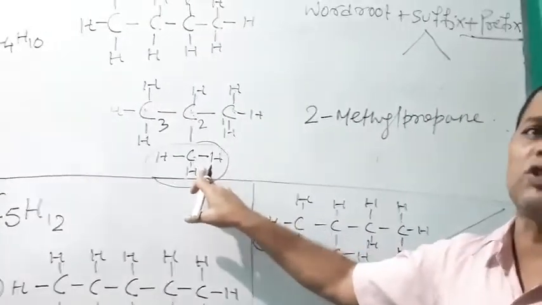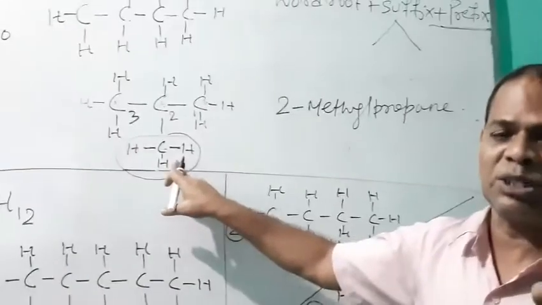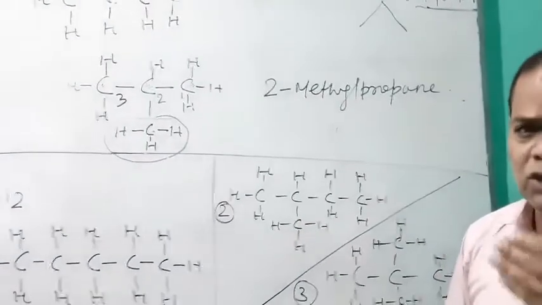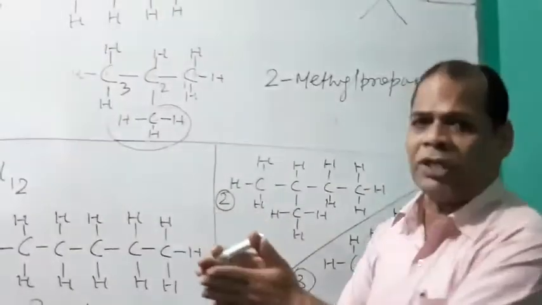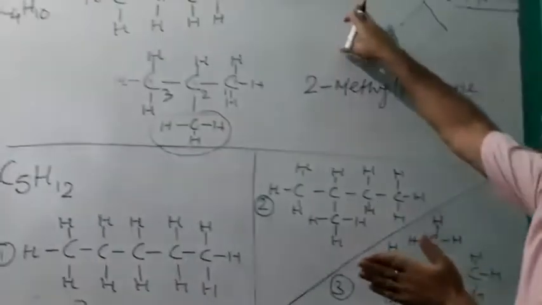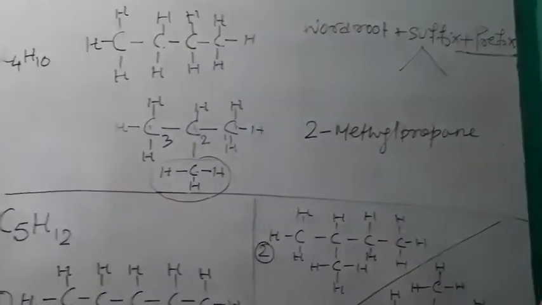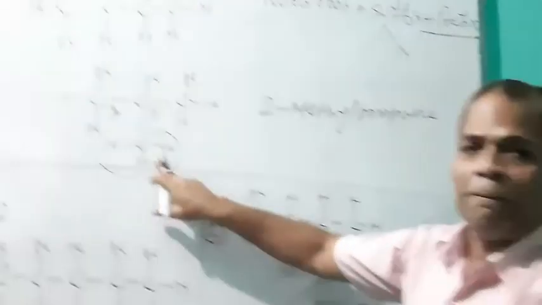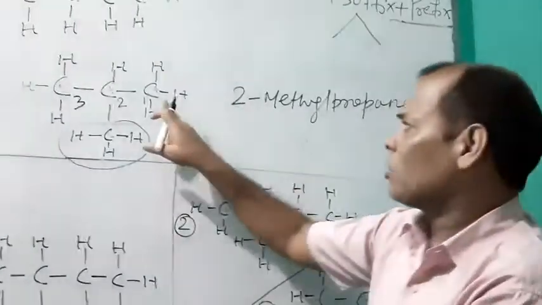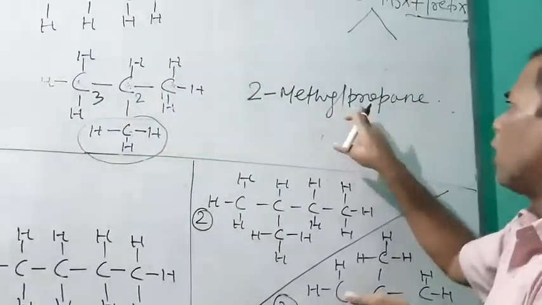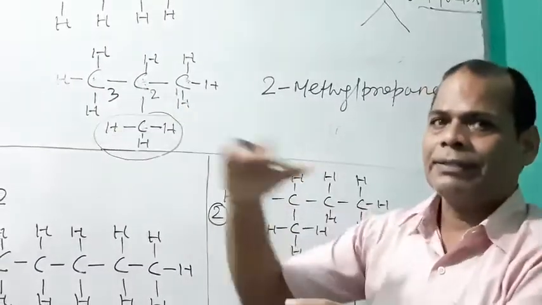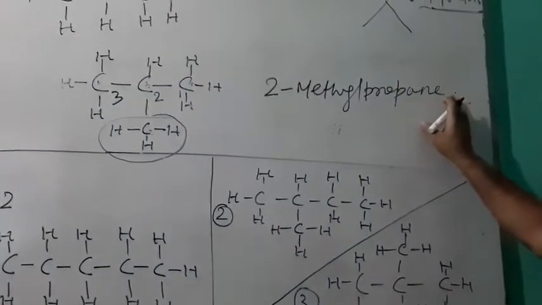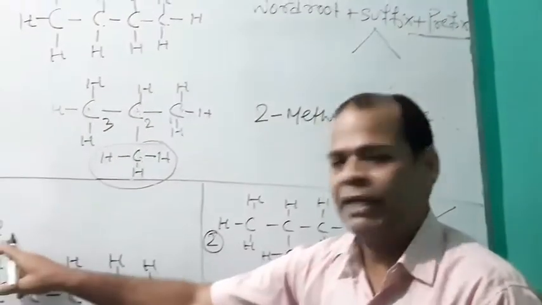So CH3 group is called methyl. So we have to write the substituent, that is a prefix, first, then the word root, then the suffix. At the second carbon here, there is a methyl group, so 2-methyl. The total number of carbons is 3, so the word root is prop, all connected by single covalent bonds. So the suffix is ane.